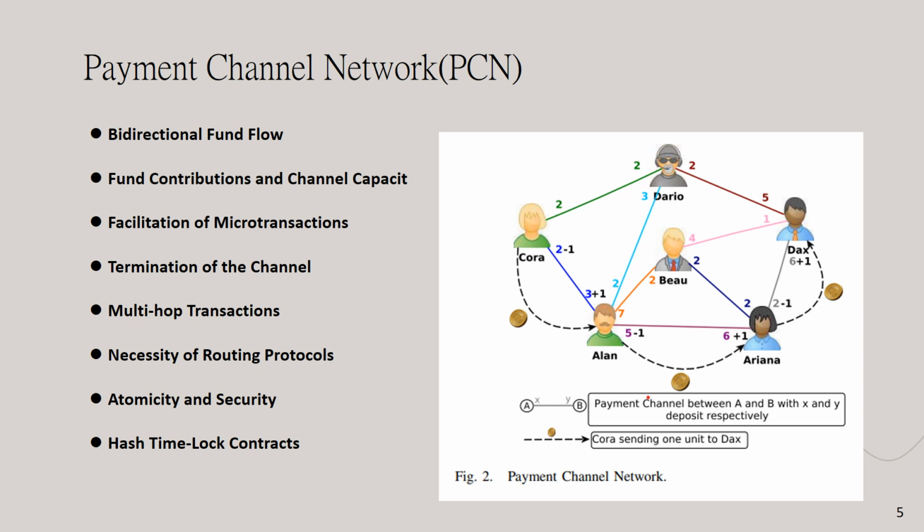Termination of the channel. When the channel is closed, the final transaction is recorded on the blockchain, and funds can only be used after the channel is officially closed. Multi-hop transaction. If two nodes don't have a direct channel, funds can transfer through intermediary nodes. For example, Cora can use Alan and Ariana to send funds to Dex.